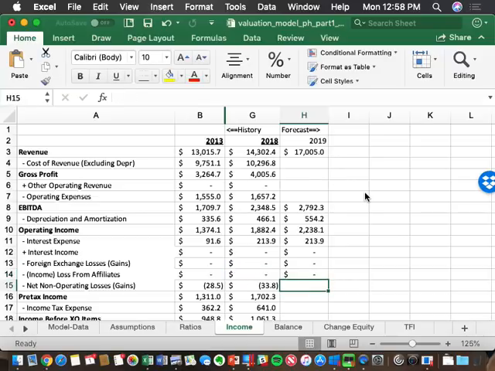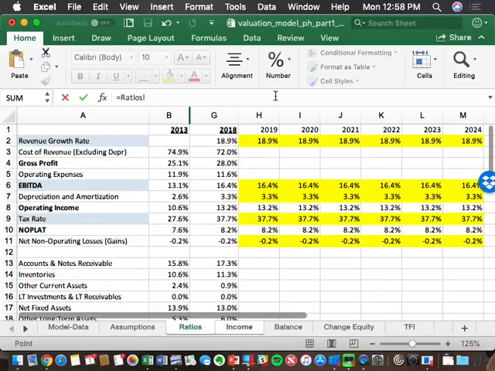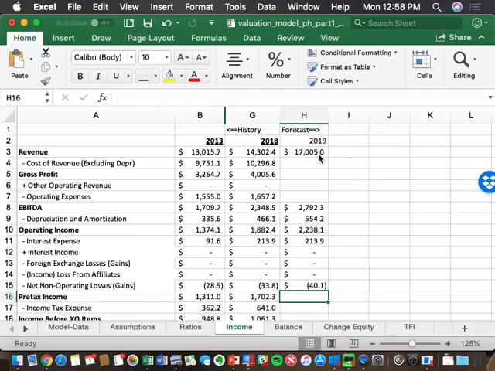Okay, so income loss from affiliates equals the previous year. Whatever gains and losses from affiliate income that they have, they're going to keep. And non-operating gains and losses equals, from the ratios tab, 2019 H11, non-operating gains and losses as a percentage of sales, times income tab, 2019 revenue. So negative 40.1.